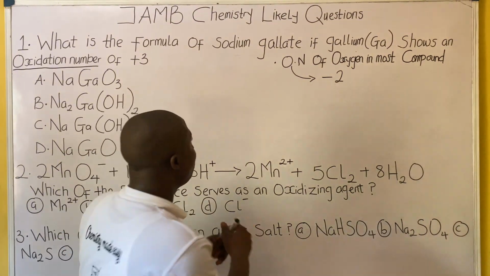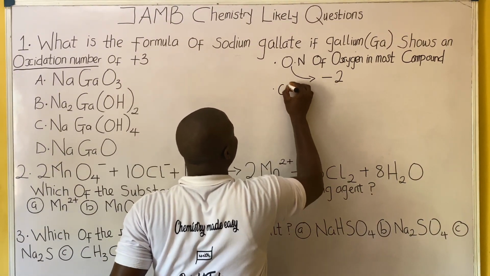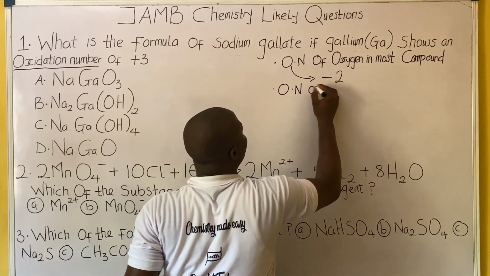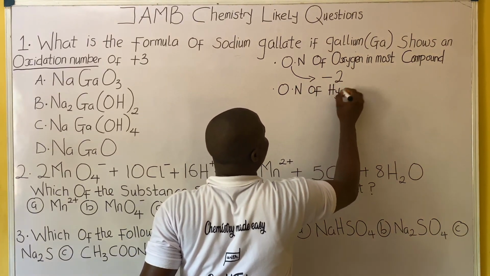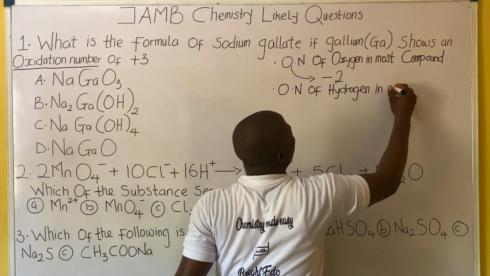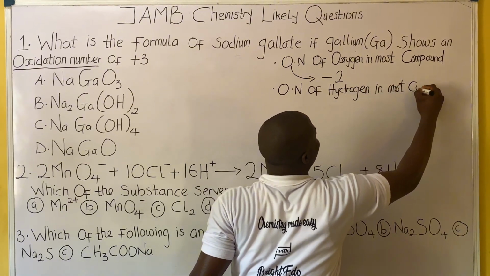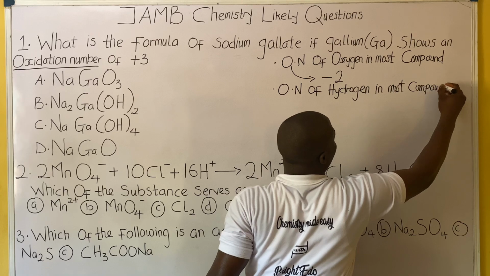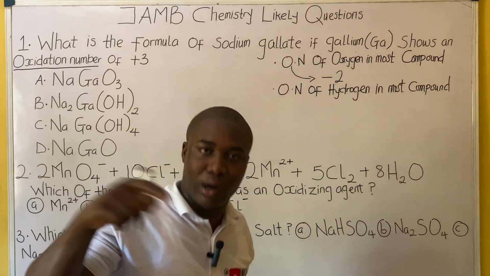So moving further, let's go over to another point. The oxidation number of hydrogen as well, because oxygen and hydrogen are very common in compounds, of hydrogen in most compounds as well. You can see that the hydrogen is not standing alone. You can see that the hydrogen is in a compound.